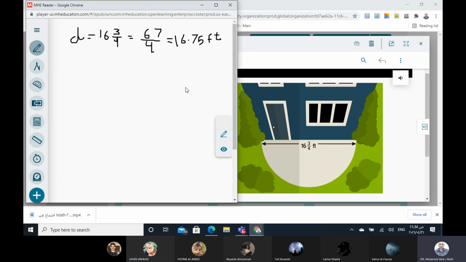Thank you, Layan. Listen to me, please. The information here, we have the diameter here, 16 and 3 over 4. This is a mixed number. Change the mixed number to a fraction. 16 times 4 will be 64, plus 3 will be 67 over 4. Now 67 divided by 4 will be 16.75 feet. This is the diameter, and we want the radius. So the radius will be d divided by 2.